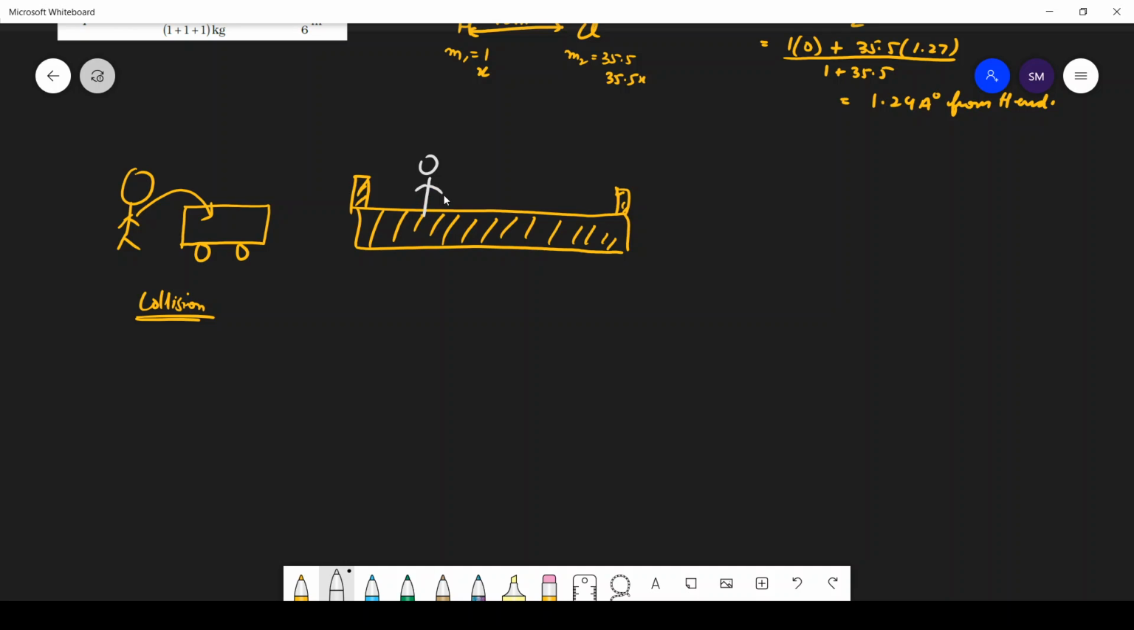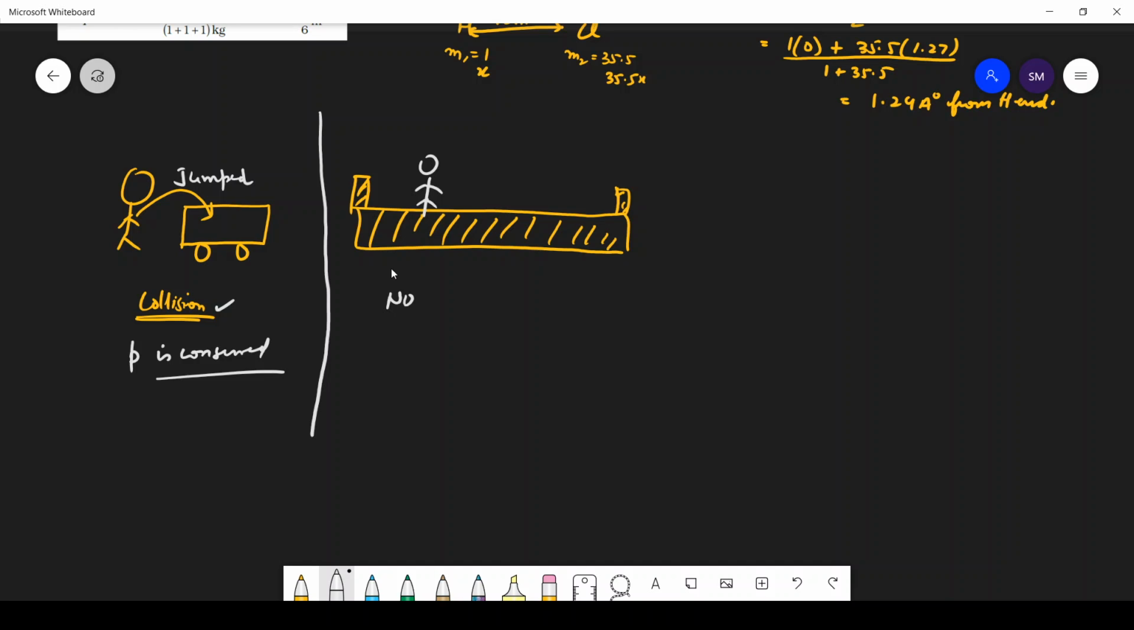So when he is in the trolley and he is running, actually he is now part of the system. As he is part of the system, there is no external force. Earlier he was not part of the system, so some force was applied when he jumped into the trolley. So there was a collision, and in all collisions, you know that momentum is conserved. But after he is in the trolley, there is no external force.